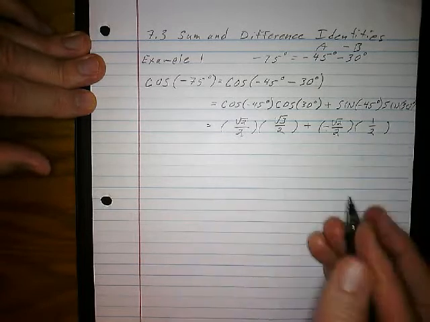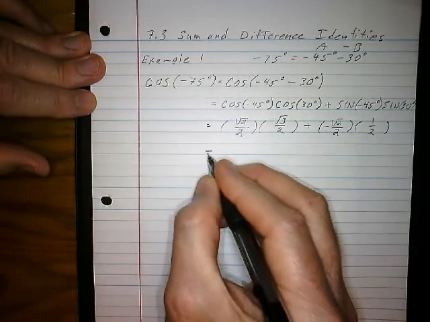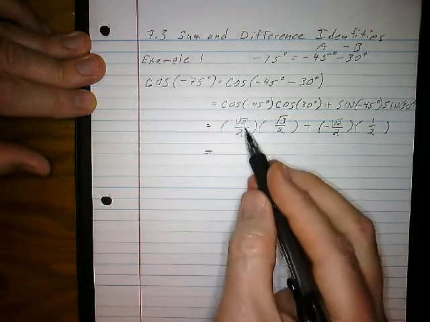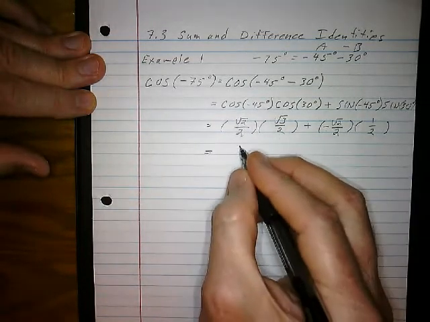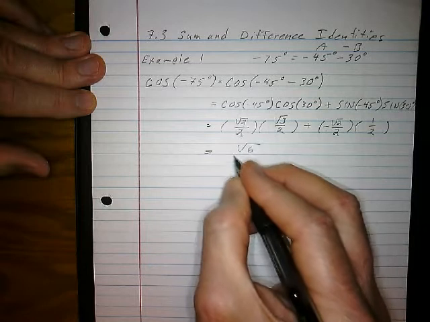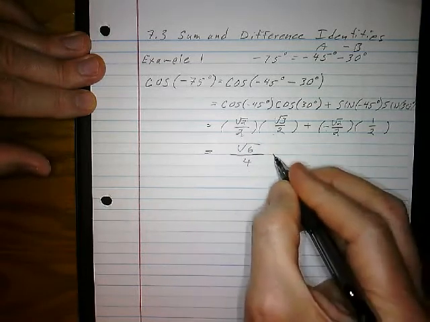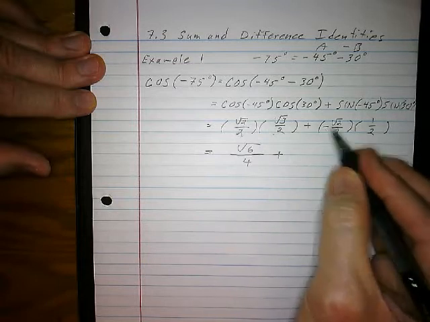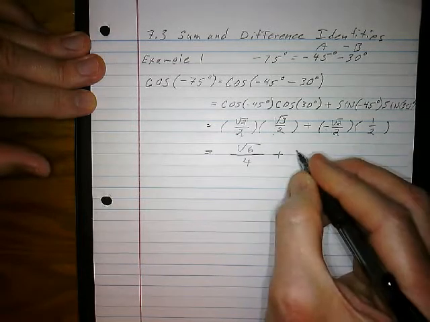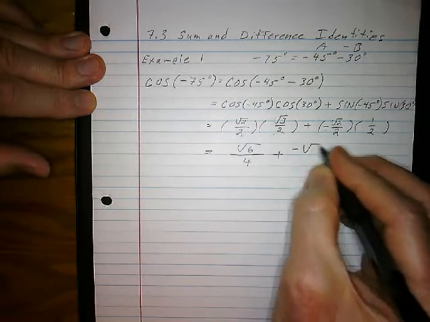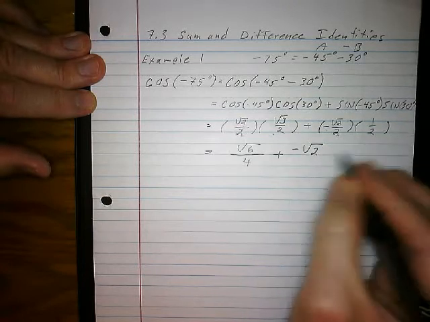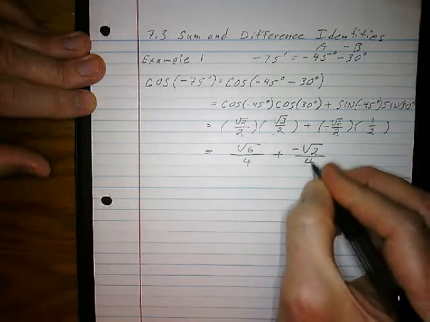And wow, from here, it's just a matter of multiplying things together. So we've got a product here. Square root of 2 times square root of 3 is square root of 6, all over 2 times 2, which is 4, plus negative square root of 2 times 1. So we've got a negative square root of 2, and 2 times 2, the denominator, is 4.